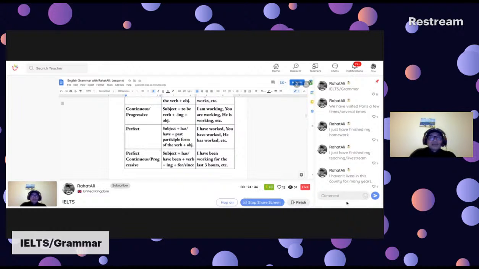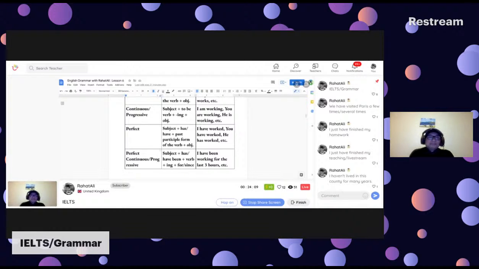So this is a very good example. I haven't lived in this county for many years. County, you know? County is borough we call, or province in Canada, and state in America. But in the UK we call either borough or county. Another example would be, she has worked in the bank for a few years. And we have had some amazing food just now, you see.